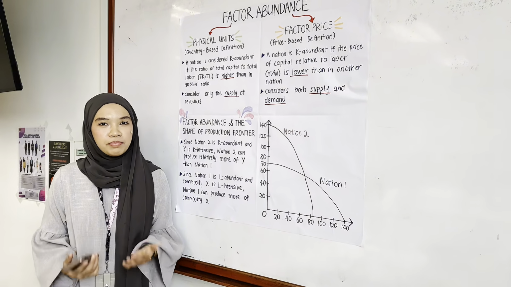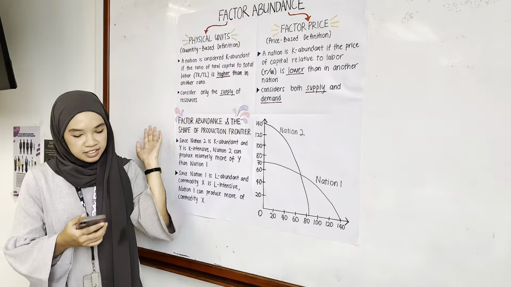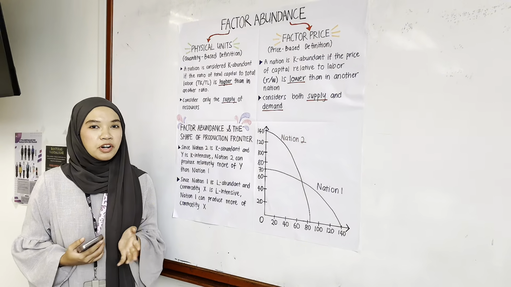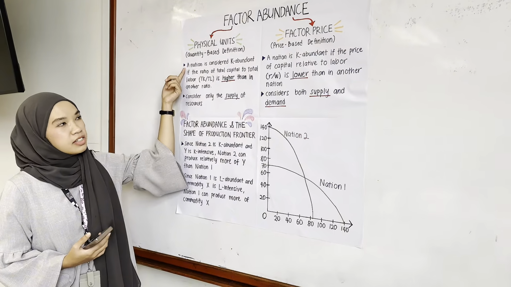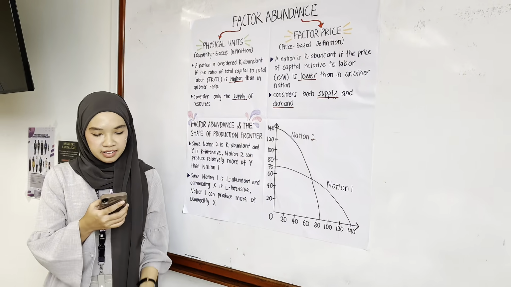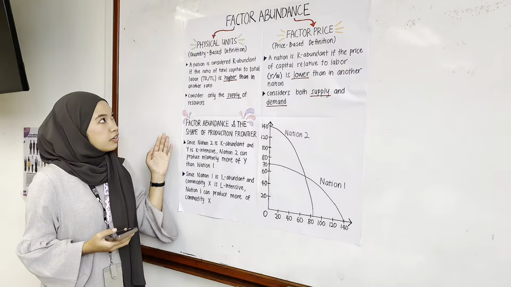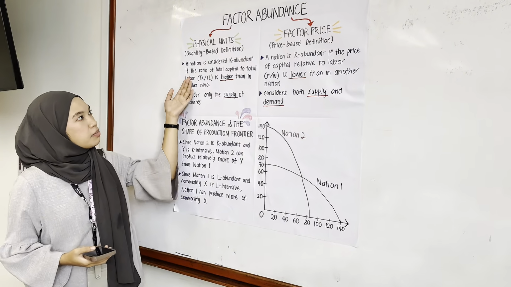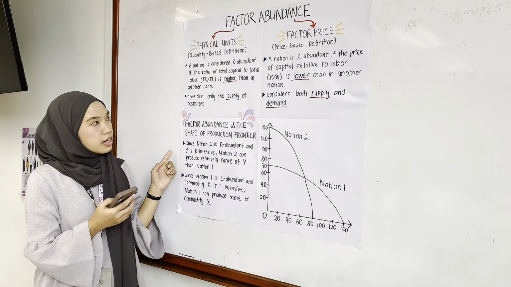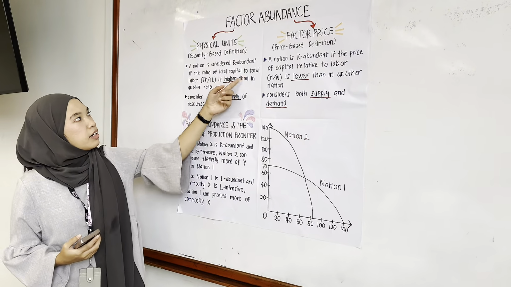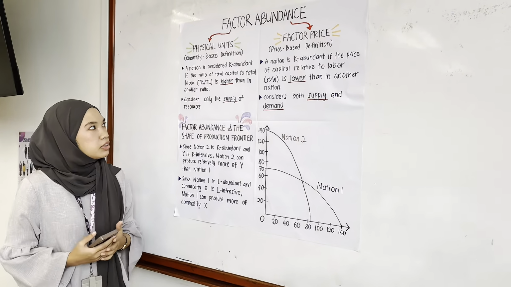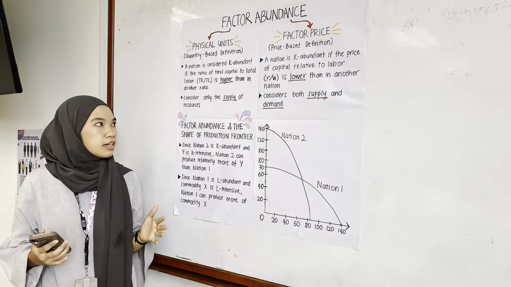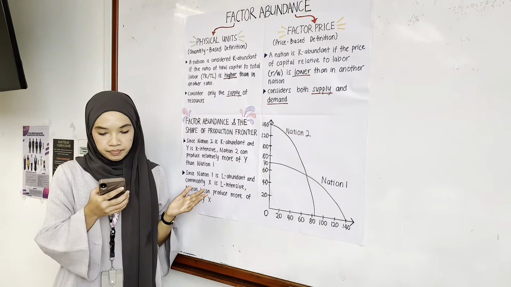Alright, now I will explain factor abundance. There are two common ways to define factor abundance, which are physical units and factor price. First, physical units is a quantity-based definition. A country is considered K abundant if the ratio of total capital to total labor, which is TK/TL, is higher than in another country.